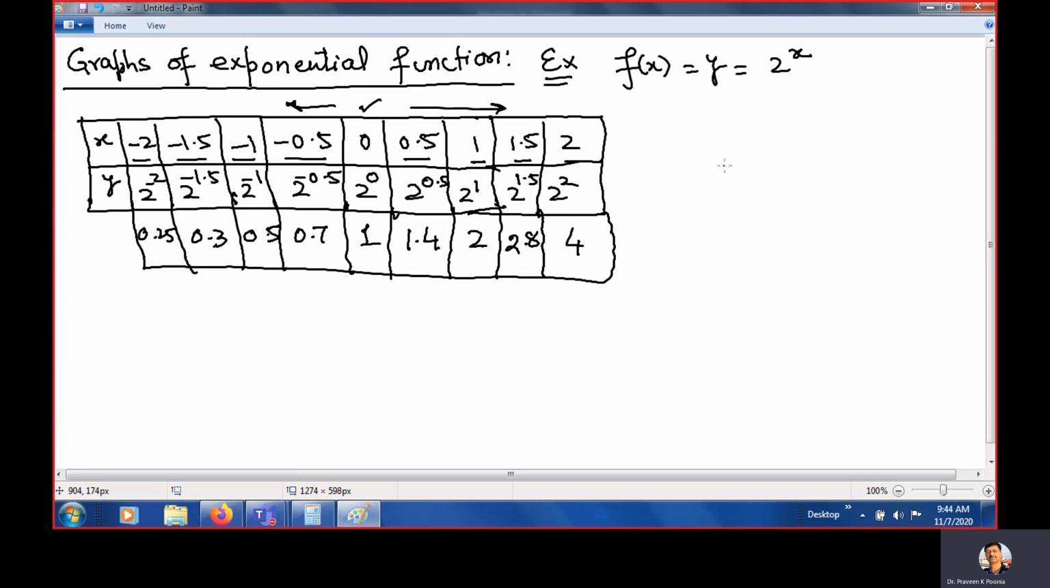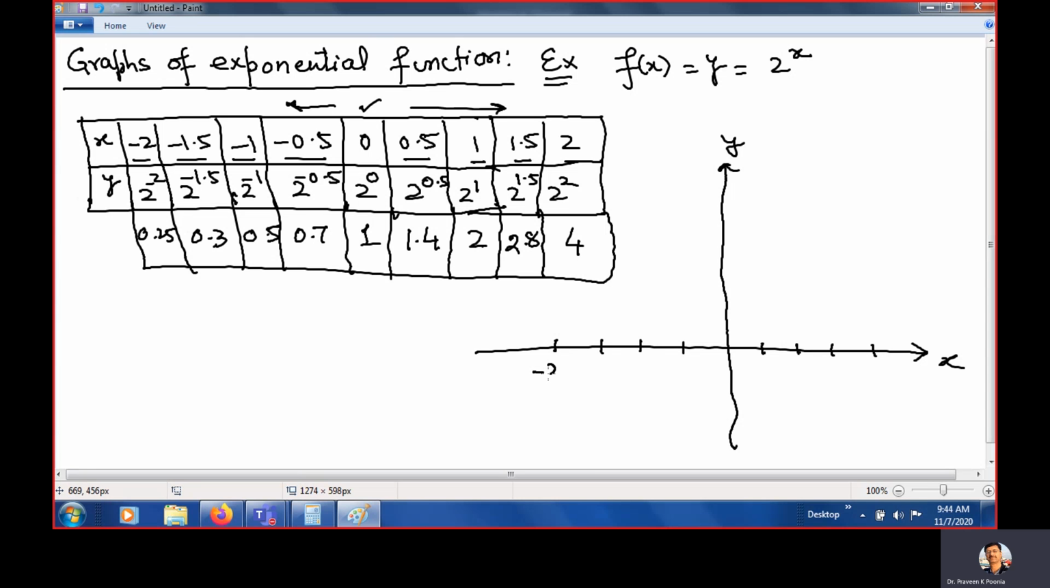Clear? After making the table, we will draw the x-axis and y-axis. This is x, this is y. Clear? On the x-axis let us take 0.5, 1, 1.5 and 2, and minus 0.5, minus 1, minus 1.5 and minus 2. And on the y-axis let us take this is 1, this is 2, this is 3, this is 4.